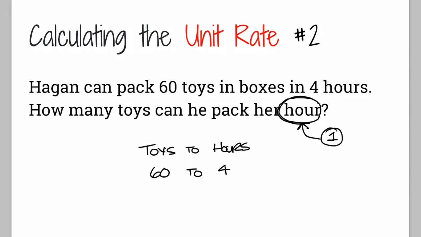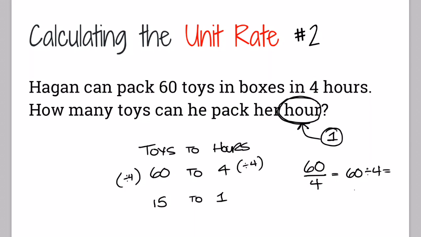I can easily see that 4 will go into 60. I can divide 4 by 4, and that gives me my 1. Then I can divide 60 by 4, and that gives me 15. So 15 to 1. How many toys does he pack per hour? He would pack 15. We could look at this also as a fraction: 60 over 4, which equals 60 divided by 4, which equals 15. So how many toys does he pack per hour? He would pack 15 toys per hour.